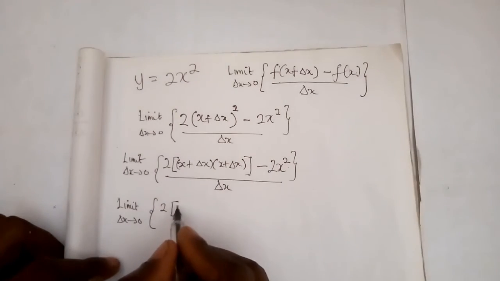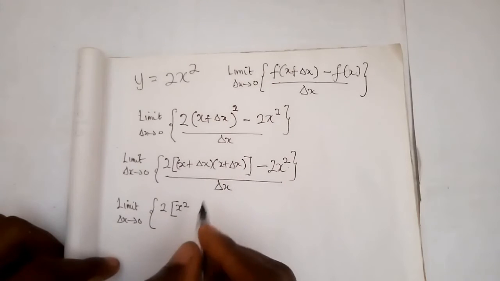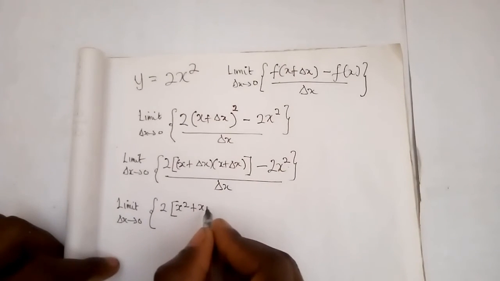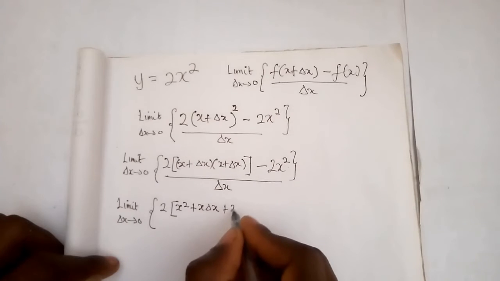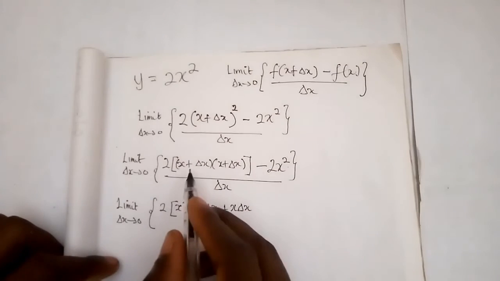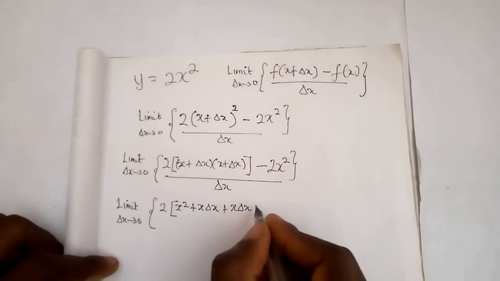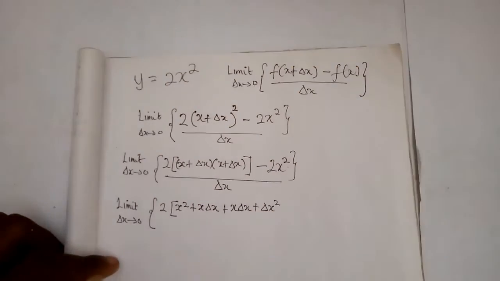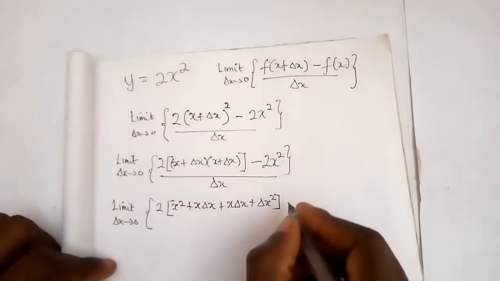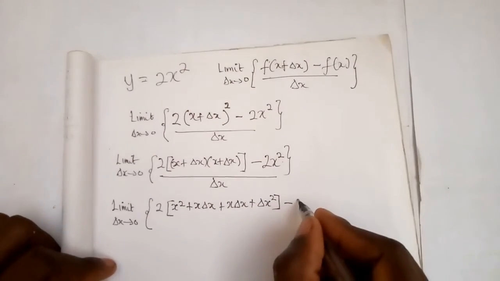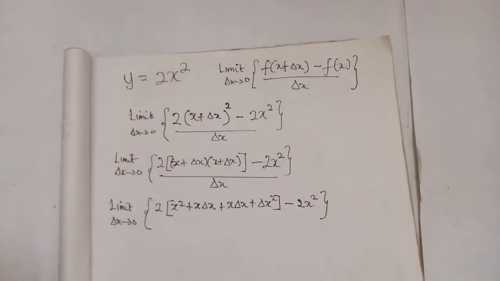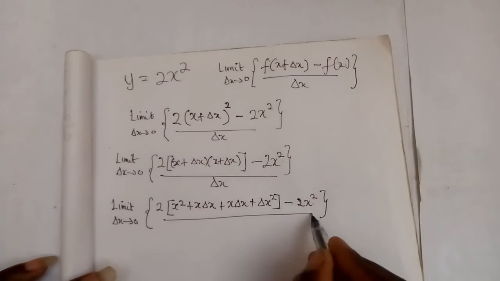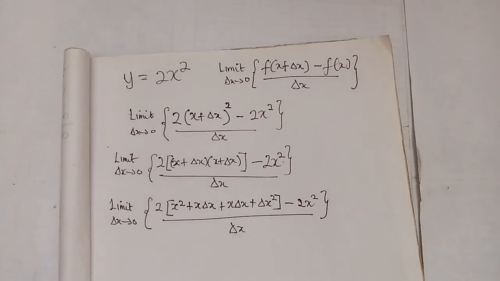So our expansion, we multiply x by x, and we get x squared, x times change of x, and we get plus x change of x, plus another change of x times x will give us x change of x, and then change of x multiplied by change of x will give us plus change of x squared. So you put them in the square bracket because the 2 is multiplying everything, minus our f of x, which is 2x squared like this. So put them in this bracket, all over change of x here.